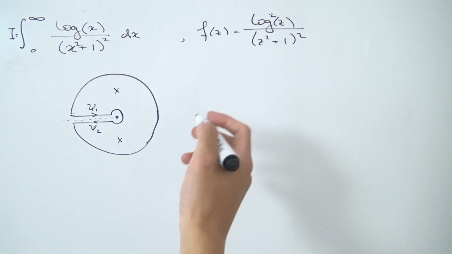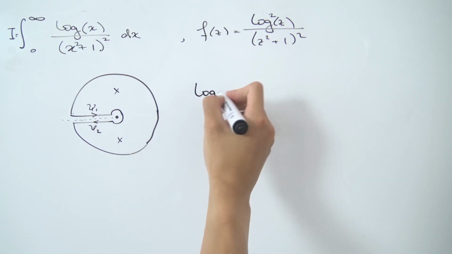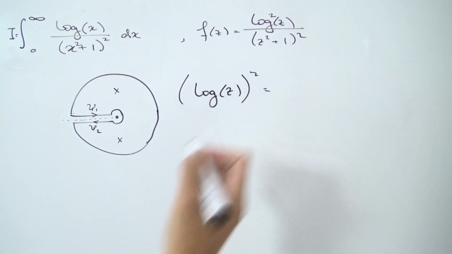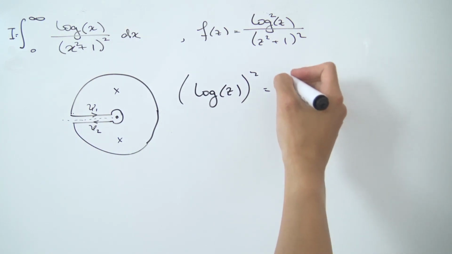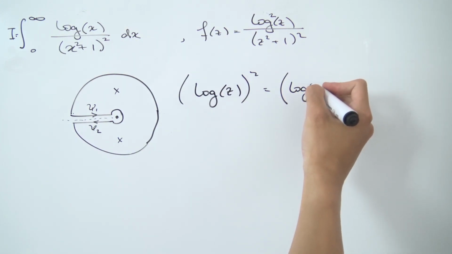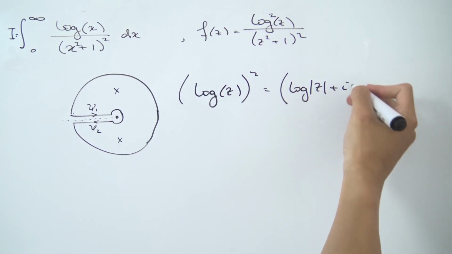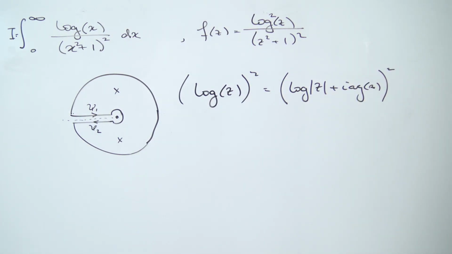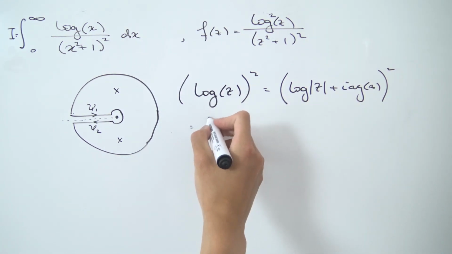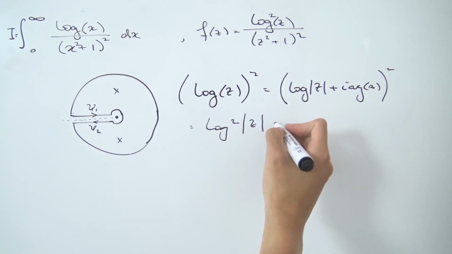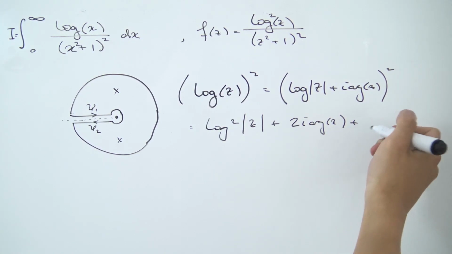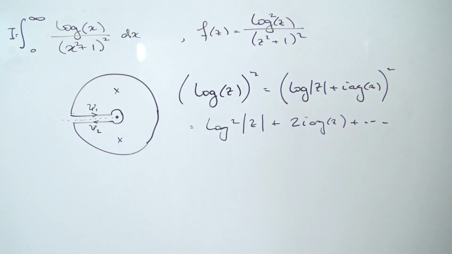Now, why would this trick work out over here? It's because if you take a look at log of z, the whole thing squared, and expand this out in terms of real and imaginary parts, you're going to get log of absolute value of z plus i times arg of z, and then this is the whole thing squared. This might seem like something funny to do, but remember, if you expand this out, you're going to get log squared absolute value of z plus something like 2i arg of z, and then plus some constant junk, which involves i times arg z.